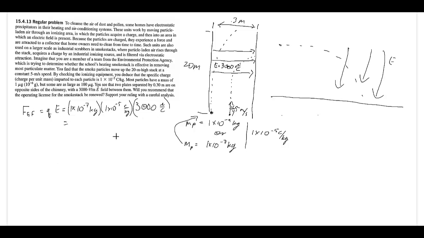Right? And let's see, doing some quick math, we've got 1 times 10 to the negative 7 times 1 times 10 to the negative 5, which is 1 times 10 to the negative 12, times 3,000, which is going to be 12, 11, 10, 9. So 3 times 10 to the negative 9 newtons. That is the force that is being exerted on our particle from this E field.